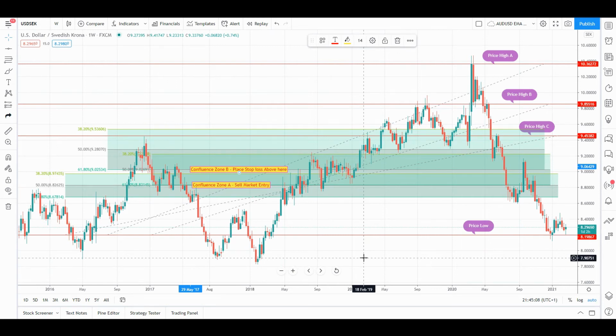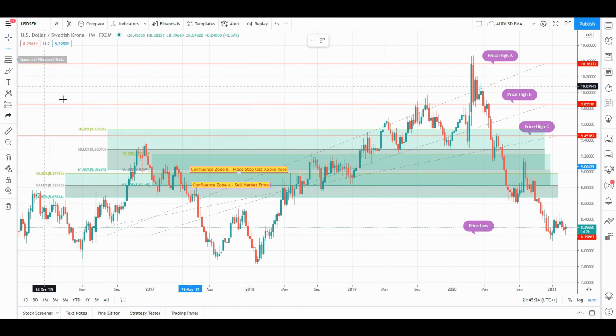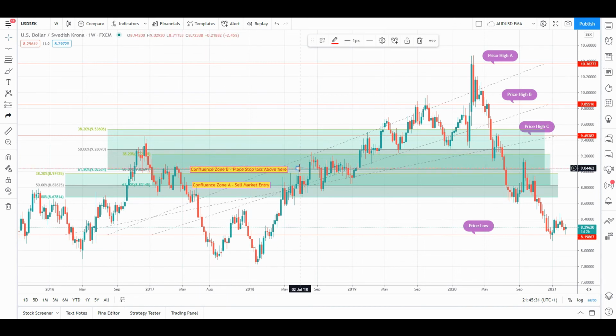Okay, now we've set up the Fib retracement. We set three Fibonacci retracement ranges, and we draw a Fibonacci retracement from the same price low to three different price highs, price A, B, and C. And by doing so, we managed to get 2 Fibonacci confluence zones, right?